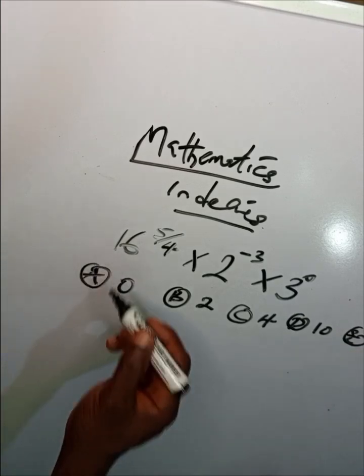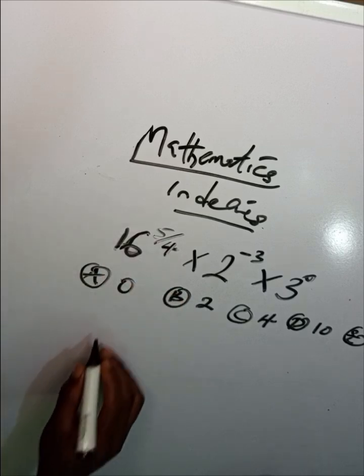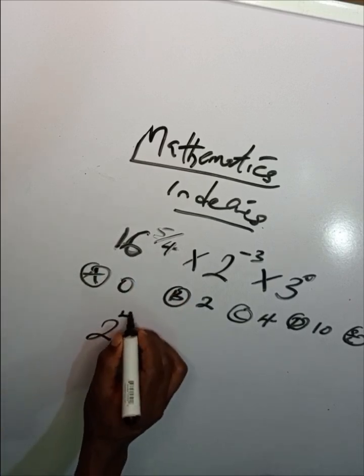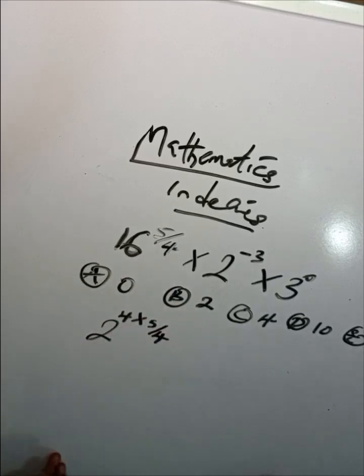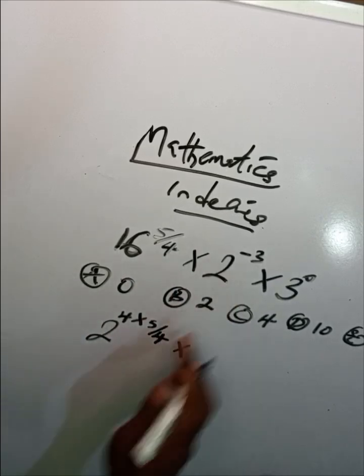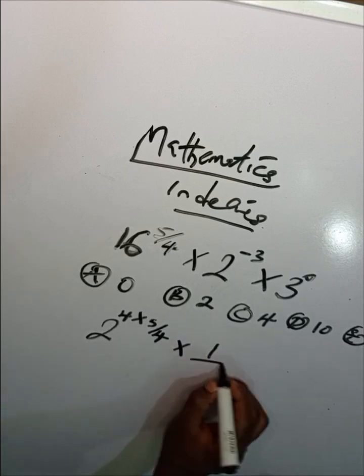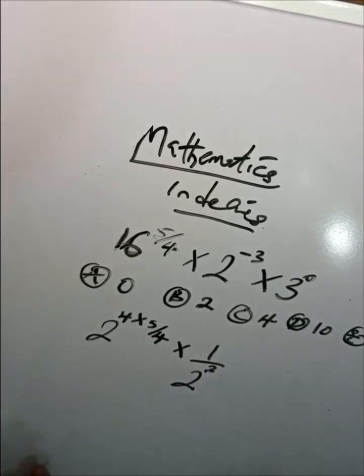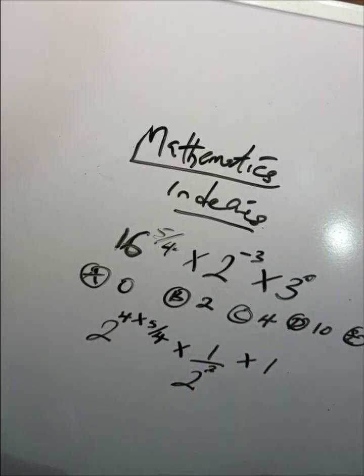What can be raised to power here? 16 can still be raised to power, is it not? 2 raised to power what again is 16? 2 raised to power 4 times by 5 over 4, power multiplies power. Times 2 raised to power minus 3, which is the same as 1 over 2 raised to power 3, is it not? Times by 3 raised to power 0 is 1. Any number raised to power 0 is equal to 1. Do you remember the zero index law?